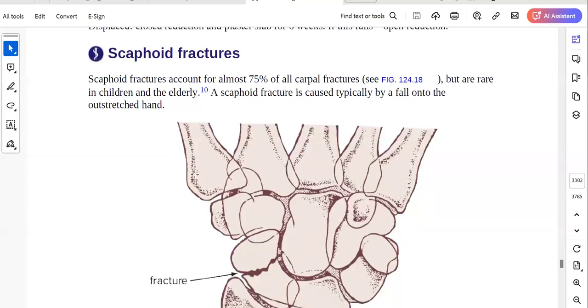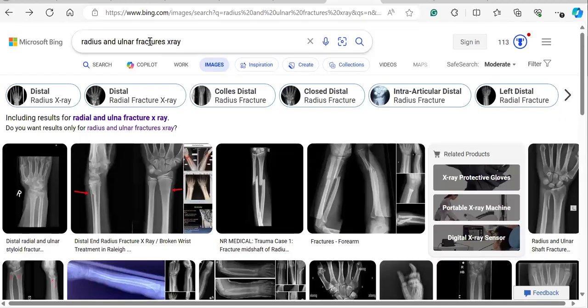Next, we are mainly discussing all the important fractures, not the unimportant ones. Colles fracture is super important, and you need to know how to diagnose this by an X-ray. So let's have a look.